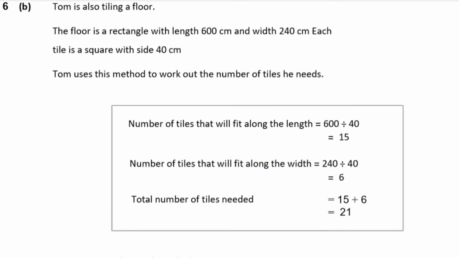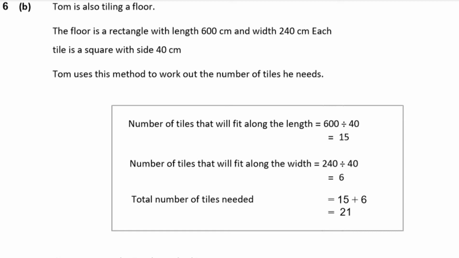6B, Tom is also tiling a floor. Oh, he must be bored in lockdown or something like that, and taking up his time with lots of DIY. Good job, Tom. Now, the floor is a rectangle with length 600 centimeters and width 240 centimeters. Each tile is a square with side 40 centimeters. Tom uses this method to work out the number of tiles he needs.